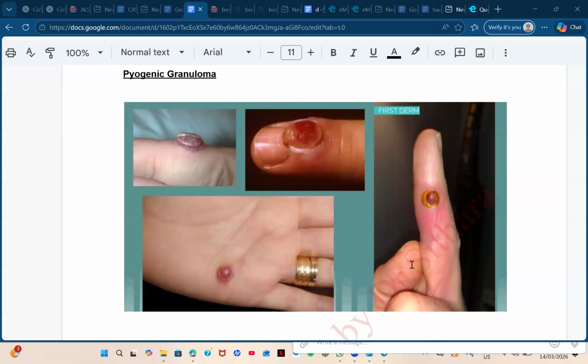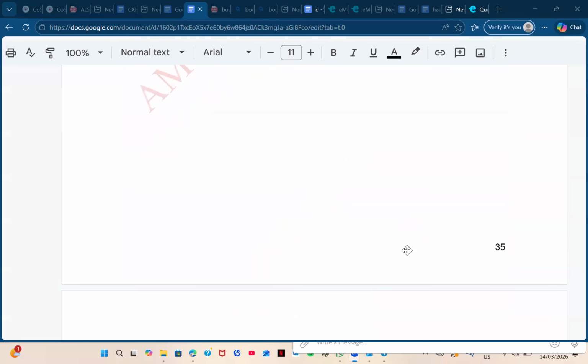Now tell me what is the treatment, doctors? You have to surgically excise it, right? Yes, the main treatment is surgical excision. In Dermanate they have mentioned cautery, but the mainstay of treatment is surgical excision. Okay, keep remembering those things.